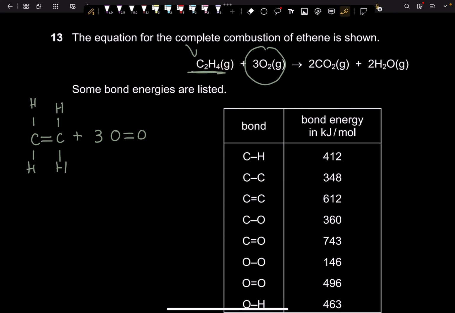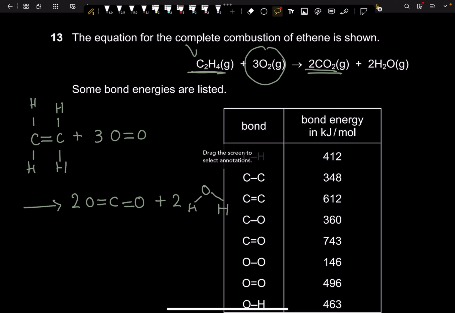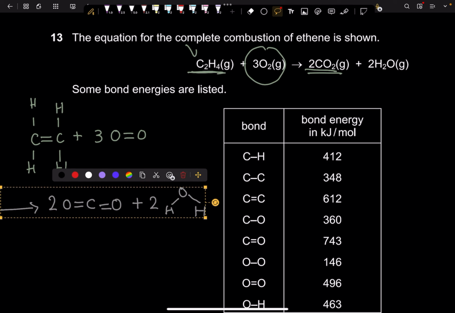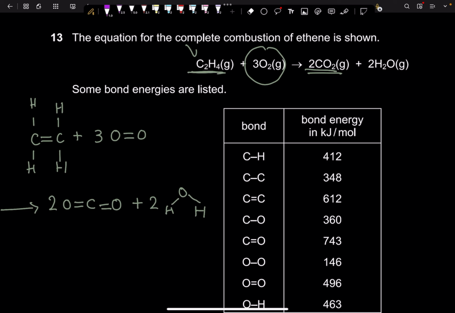If you're very good at chemistry then you don't need to obviously, but if you're struggling with it you need to draw it. It will form CO2, 2 times CO2. CO2 is something like this, carbon double bonded oxygen, plus 2 times H2O. H2O is something like this. So this is your H2O. Okay, so we are basically done with making it. Now we are going to calculate the bond energies.